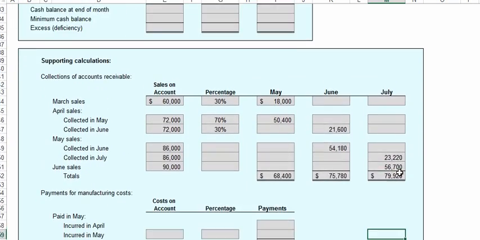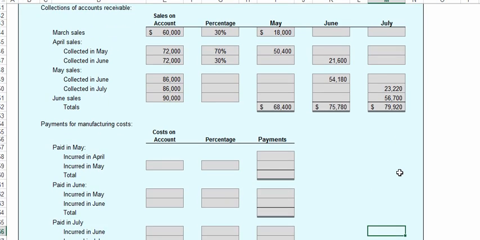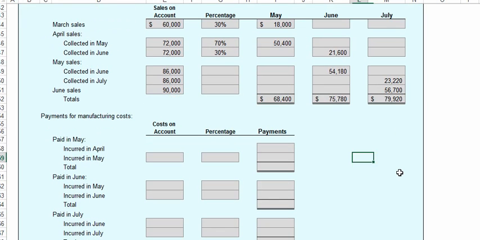So let's go to our schedule here. Paid in May, incurred in April. Here's what we want. Paid in May, incurred in April, $6,000. Okay, paid in May and incurred in May.